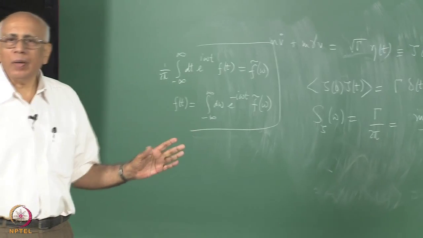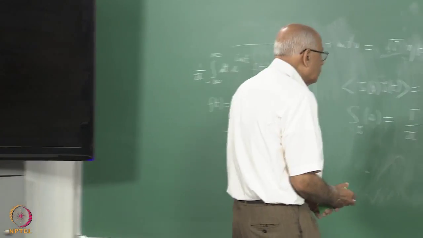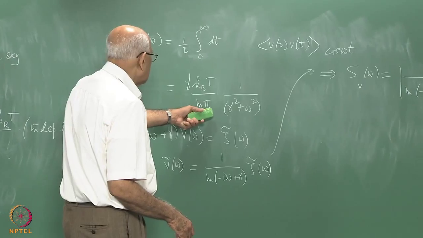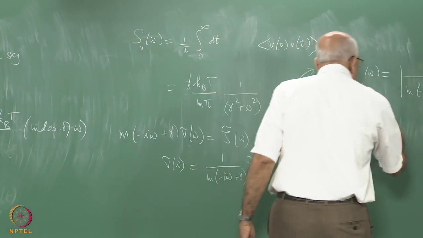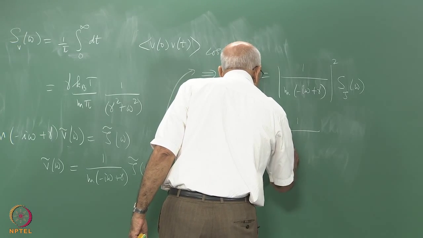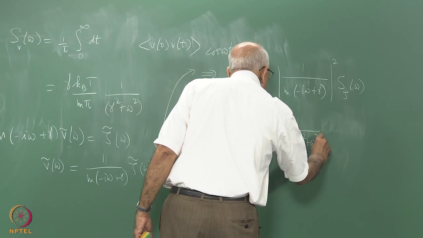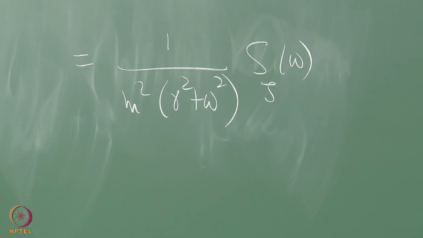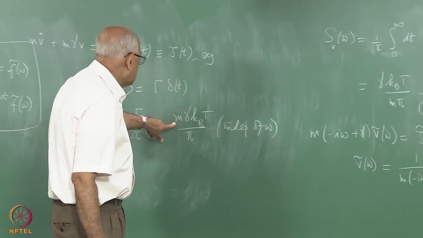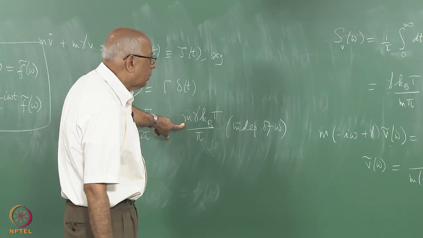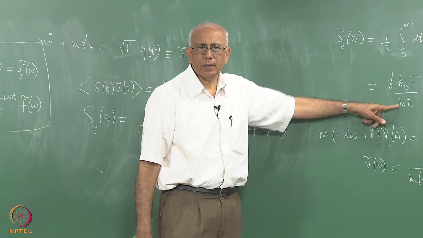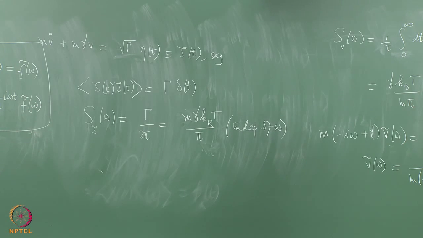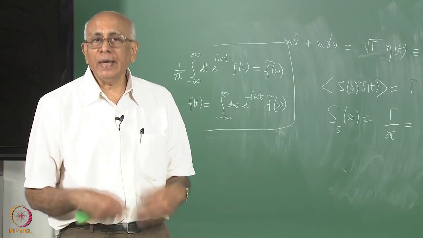All we have to do now is work backwards and check if this is true or not. So is that true? We already had S for the velocity equal to this, and now if I take this quantity here, it is equal to 1 over m squared times gamma squared plus omega squared, times S zeta. I take S zeta of omega, which is this, and divide by m squared times gamma squared plus omega squared, and I get this precisely. So it checks out. In this case we knew the velocity correlation already, but if I didn't know it, I can now find it by using this relation.